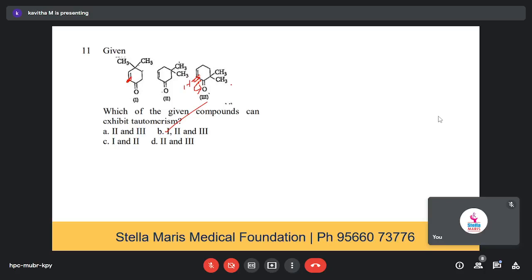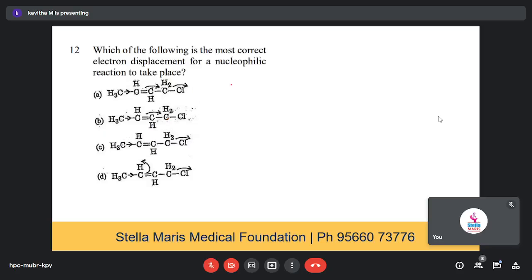Structures 1, 2, 3 have tautomers, ketoenol tautomers. Yes. The next question: which of the following is the most correct electron displacement for electrophilic substitution?